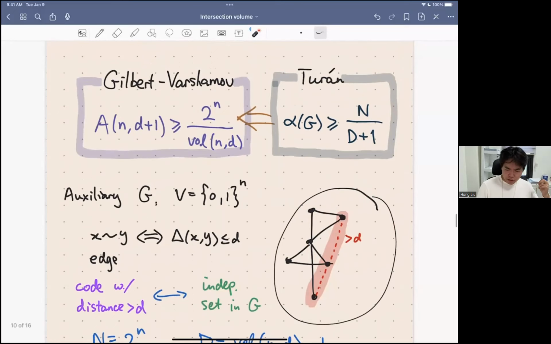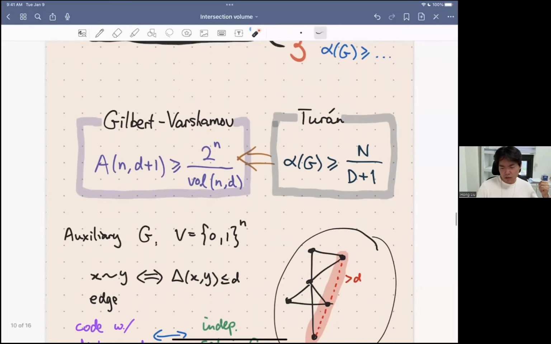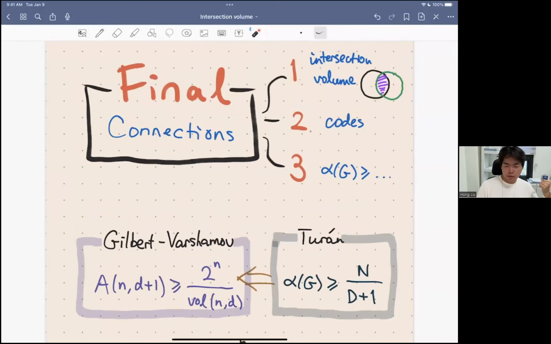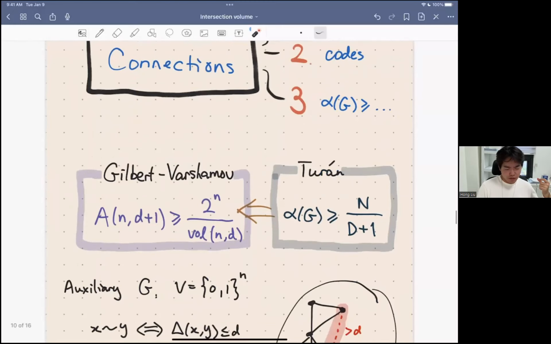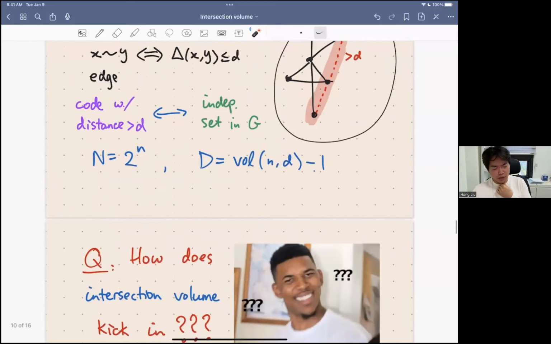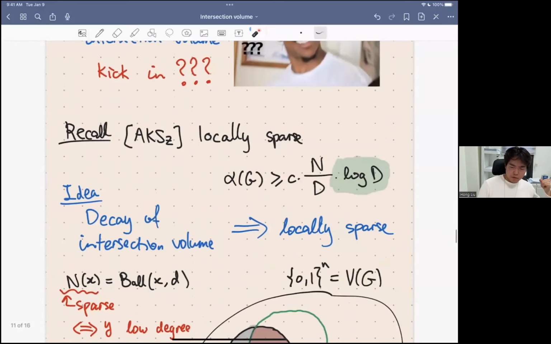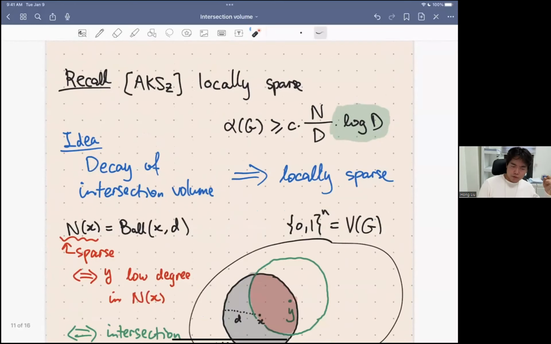Very nice. So we've seen how these two come together. Then here's why we bother to mention this geometric thing. So how does the intersection volume kick in? Recall that in the third part, this Turan type problem, we mentioned that it's possible to improve Turan's theorem by a factor of log d if we know the graph is locally sparse.